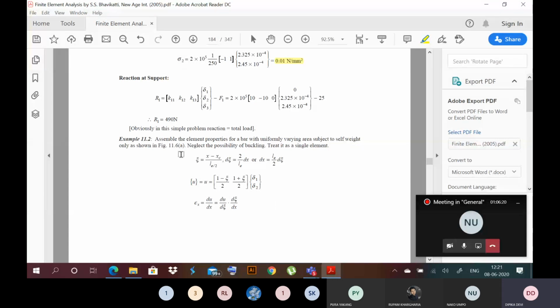In this problem, what is given? Assemble the element properties, meaning you have to assemble the element stiffness matrix, the element stiffness equation, for a bar with uniformly varying area subjected to self weight only, as shown in the figure below. Neglect the possibility of buckling. Treat it as a single element. So treat the whole bar as a single element. But here the cross section throughout the element is not constant. So how to handle this?